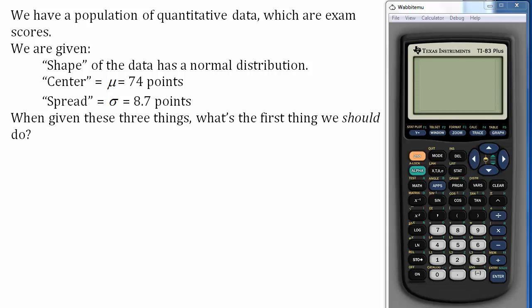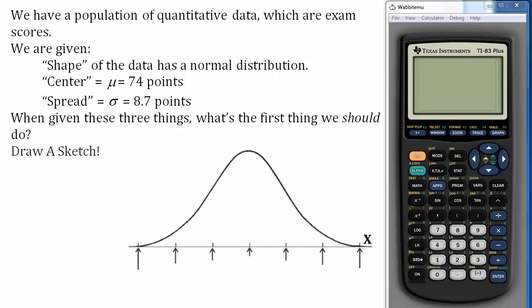Draw a sketch. So here you have a normal shape. So let's put in that normal distribution. The center is 74, so put 74 in there. Now, this is a nice way to do it on your calculator. Might seem funny at first.